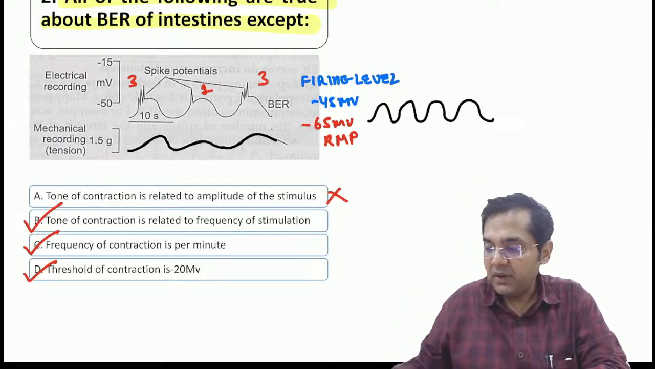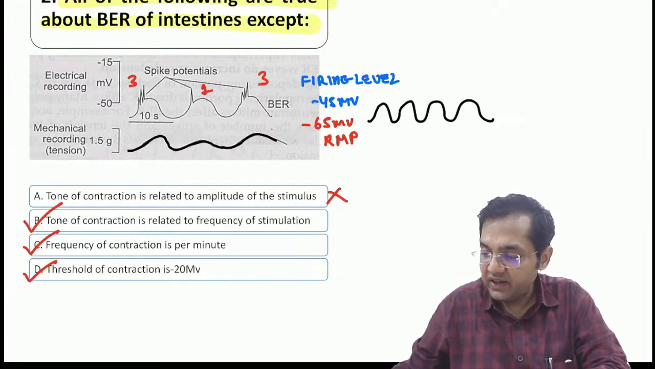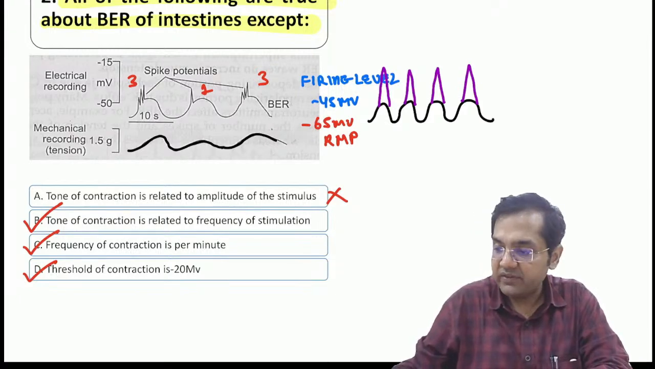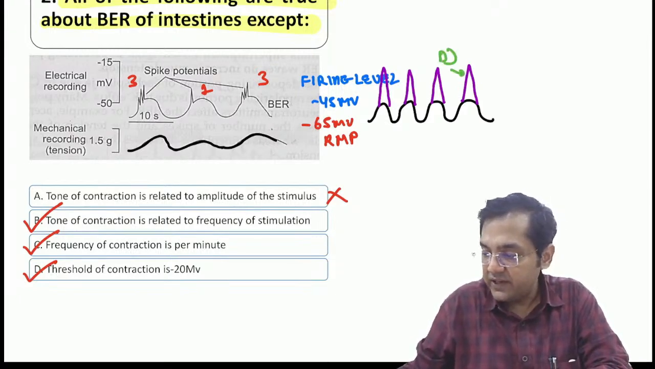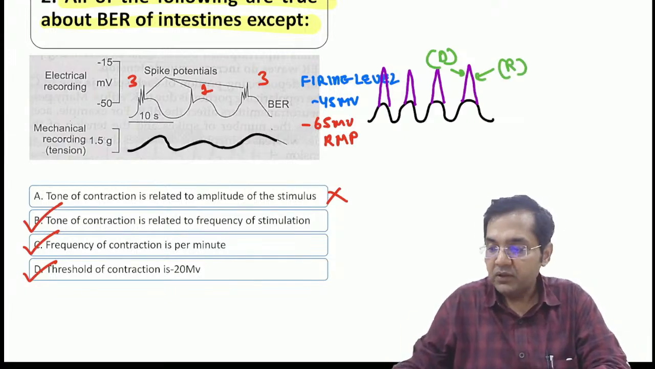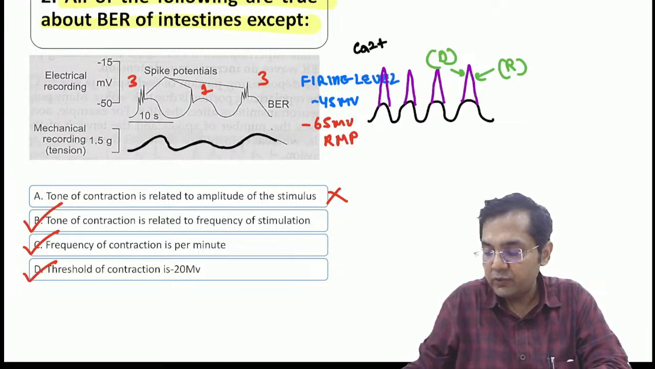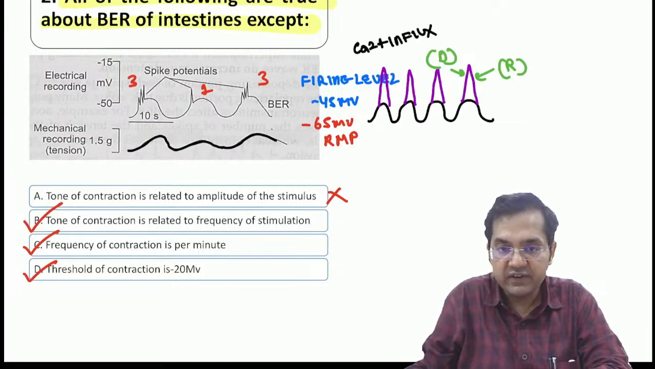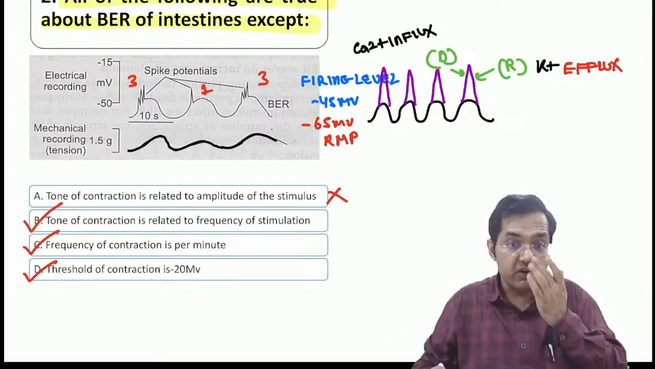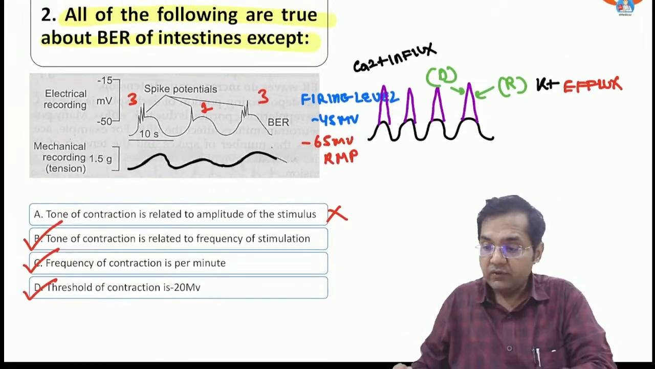So coming back here now, as soon as I reach the firing level, I will have this kind of spike potential, right? In this spike potential, which is the true action potential, if you look carefully, there is a depolarization phase and a repolarization phase. The depolarization is due to, remember this important MCQ, calcium influx, and the repolarization, like always, is due to potassium efflux. So you have to know both, very important, right? So let's go back to the answer.